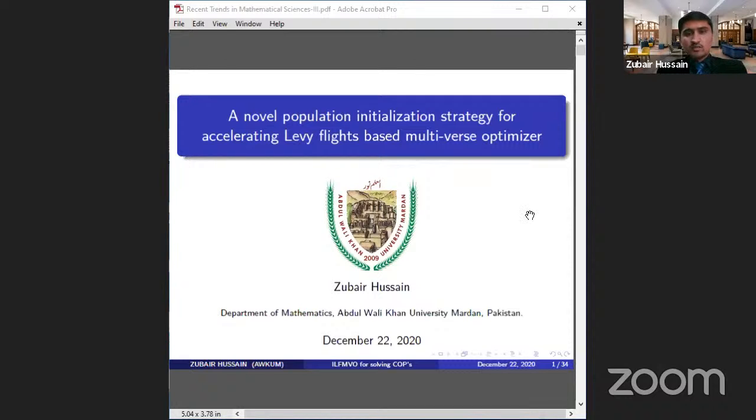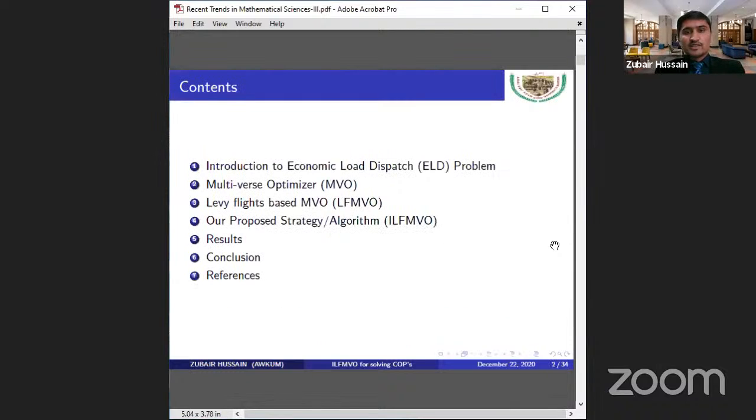In this presentation, we will go through contents in which first I would like to discuss a brief introduction to economic load dispatch problem, multiverse optimizer or simply MVO, then Levy flight based MVO, then our proposed strategy, that is ILF MVO, then some experiments and results, then conclusion, and finally some references.